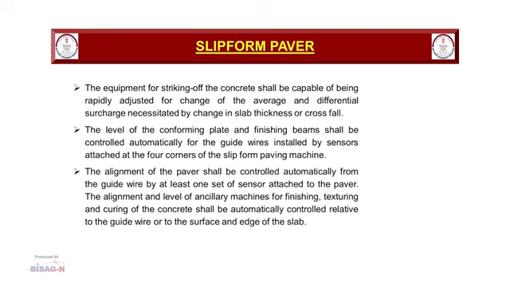The equipment for the striking of the concrete shall be capable of being rapidly adjusted for change of the average and differential surcharge necessitated by change in slab thickness or crossfall. The level of the conforming plate and finishing beams shall be controlled automatically from the guide wires by sensors attached at the four corners of the slip form paving machine. The alignment of the paver shall be controlled automatically from the guide wire by at least one set of sensors attached to the paver. The alignment and level of ancillary machinery for finishing, texturing and curing of the concrete shall be automatically controlled relative to the guide wire or to the surface and edge of the slab.